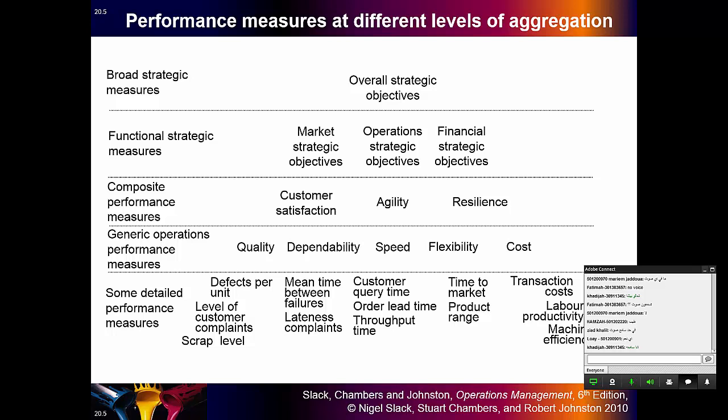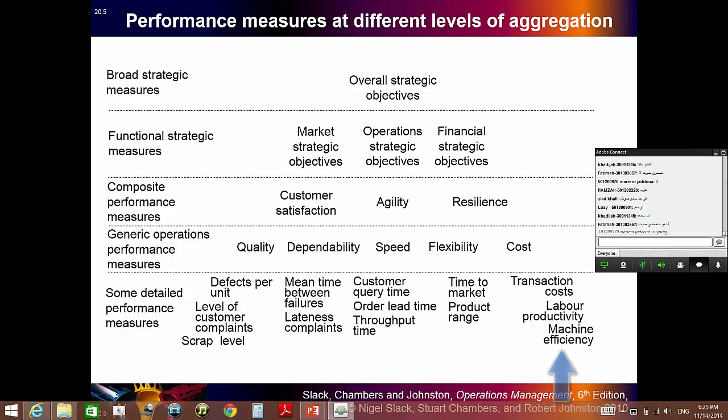Okay, and also another example of measuring flexibility is the product range: how much we have in different product models or different product categories. Okay, and finally the cost. We can measure the cost by what we call the transaction cost, or by the labor productivity, or by machine efficiency. Those are the three main examples or three main detailed performance measures.